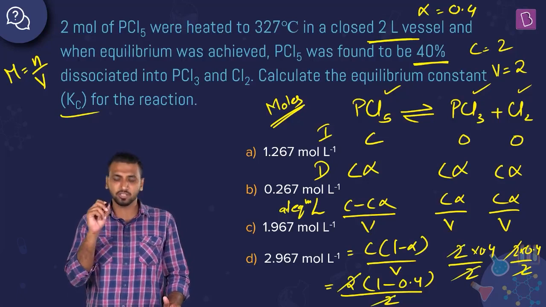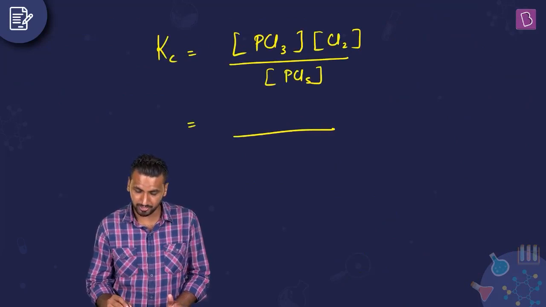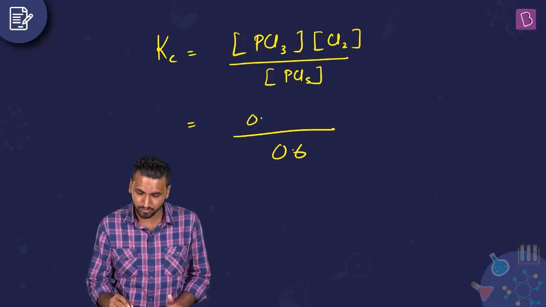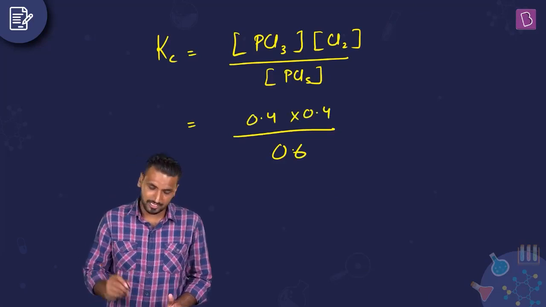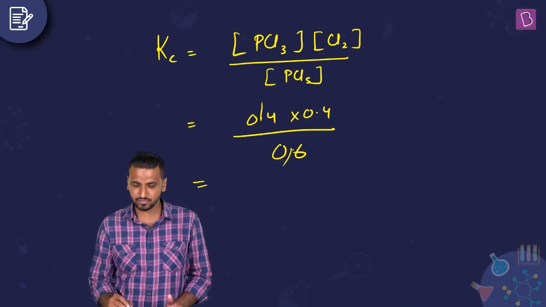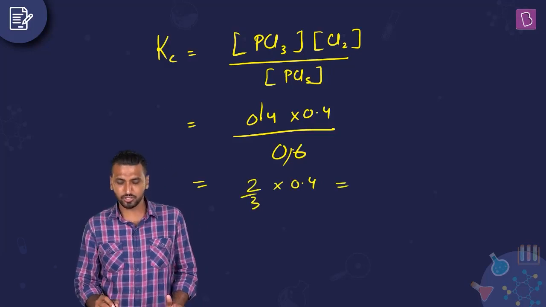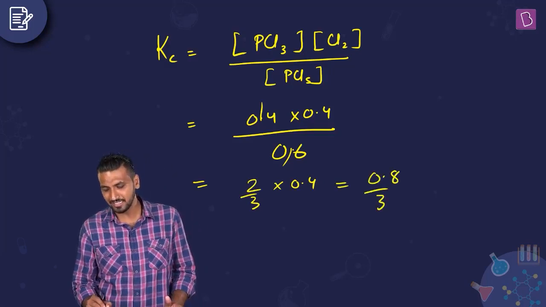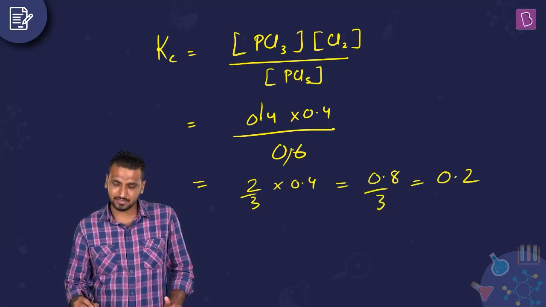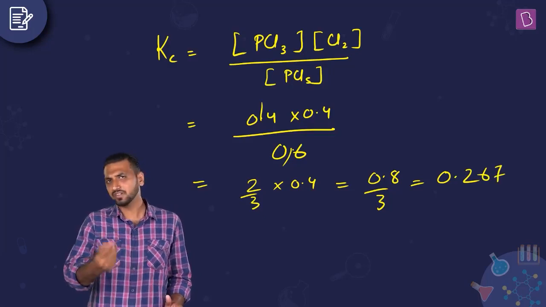Okay. 1 minus 0.4 will be 0.6, and PCl3 is 0.4, Cl2 is 0.4, and you have to solve this. This will be 4 by 6, 2 by 3 into 0.4. I'll write it as 4 into 2, 8, 0.8 by 3, which is 0.267. And what will be the unit?